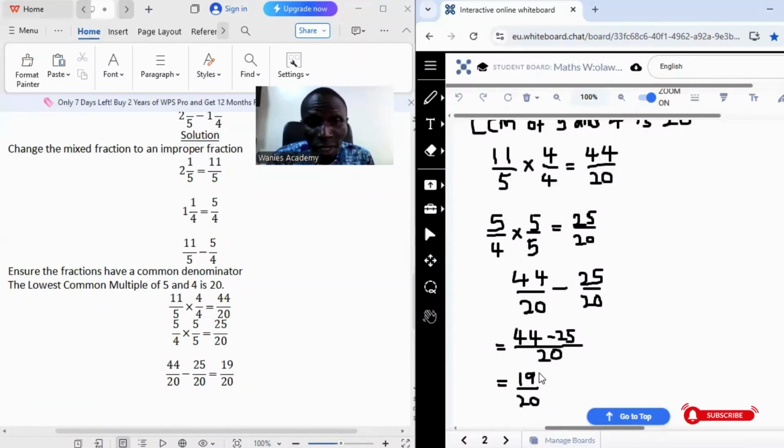There's no number that we can use to divide 19, and now we're going to use the same number to divide 20. So this is going to be our final answer.